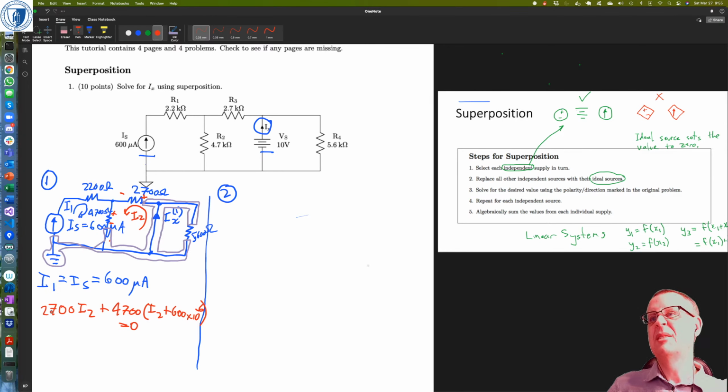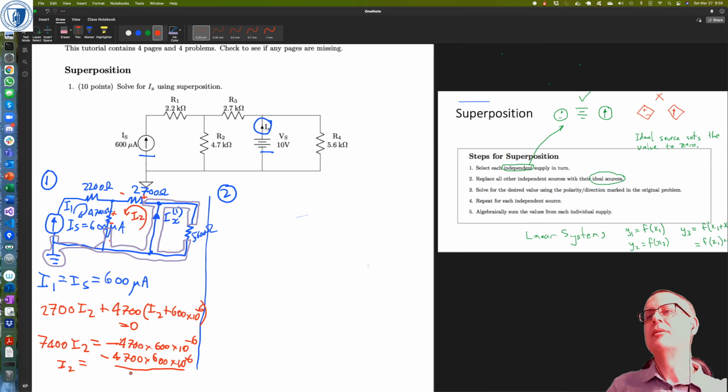Right, so we've got 6700, 7400 I2 equals minus 4700 times 600 by 10 to the minus 6. Okay, so I2 should equal minus 4700 by 600 by 10 to the minus 6 divided by 7400.